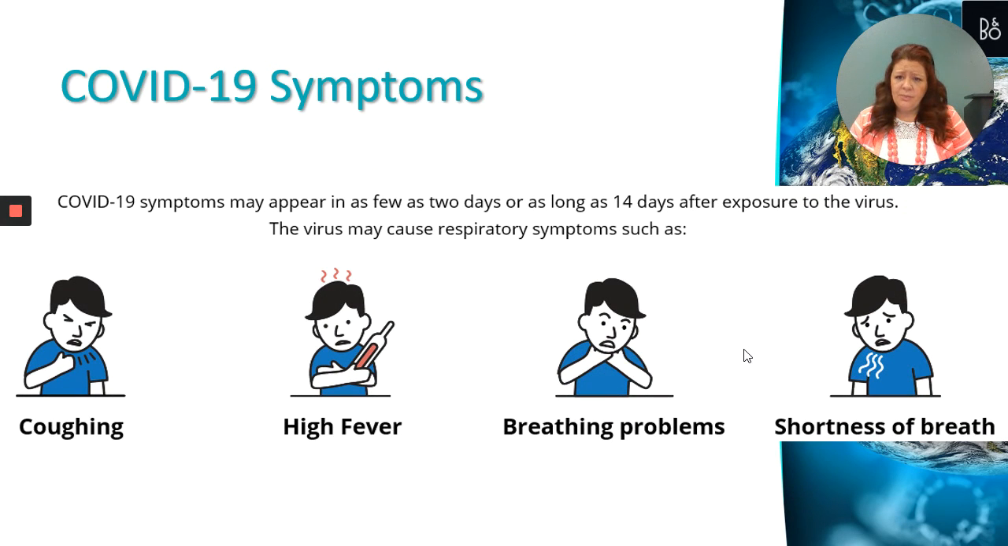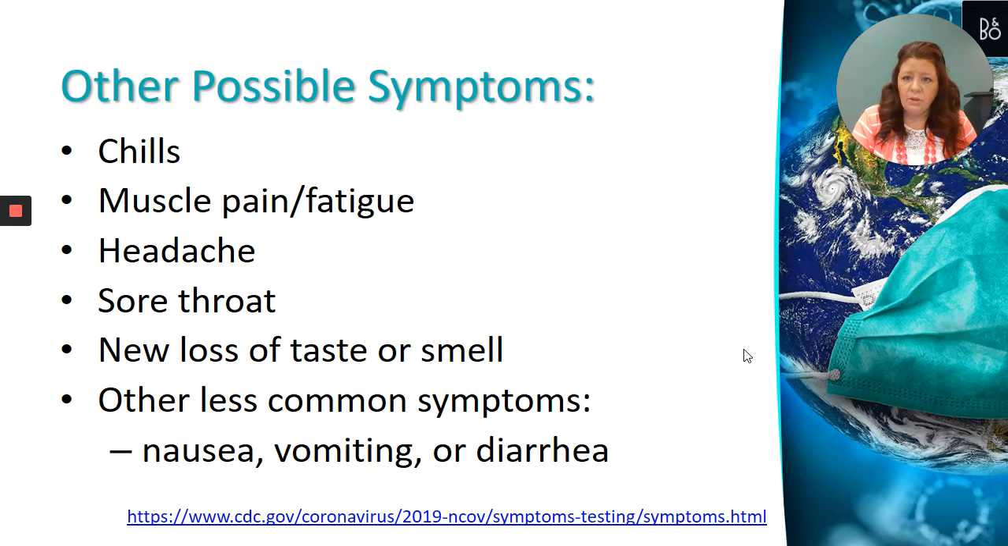So what are the symptoms of COVID-19? Well, first of all, let's talk about when they actually occur. They can show up in as few as 2 days or as long as 14 days after exposure to the virus. So that's where the 14-day period of quarantine comes in after exposure. These 4 that you see here are the typical hallmark symptoms: coughing, high fevers, difficulty breathing, shortness of breath. Those are the hallmark signs and symptoms of COVID-19.